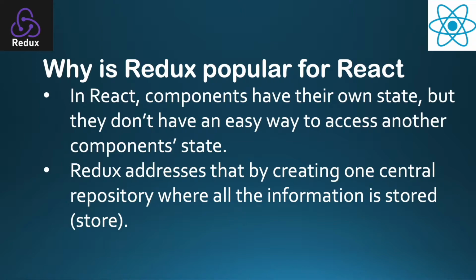Why is Redux popular for React? As we discussed, in React, components have their own state, but they don't have an easy way to access another component's state. So if you want to access something from the state of a different component, we will need to pass it through props, and in the hierarchy we will need to continuously pass it through. Redux addresses that by creating one central repository where all the information is stored, and that is referred to as the store. So one central repository, one single store, and now each component can connect to it and use it.